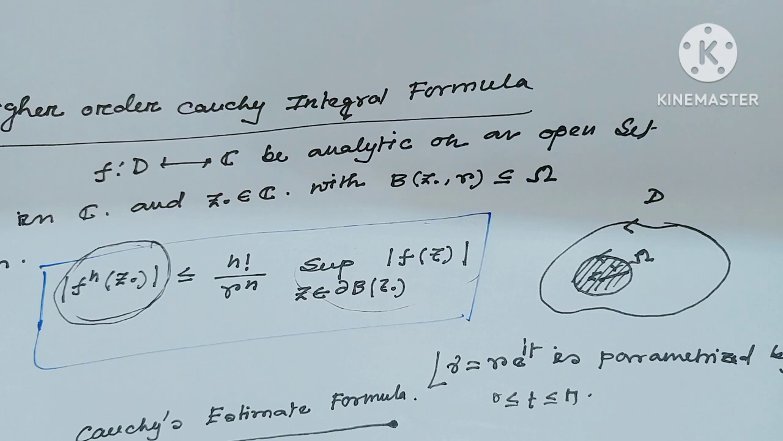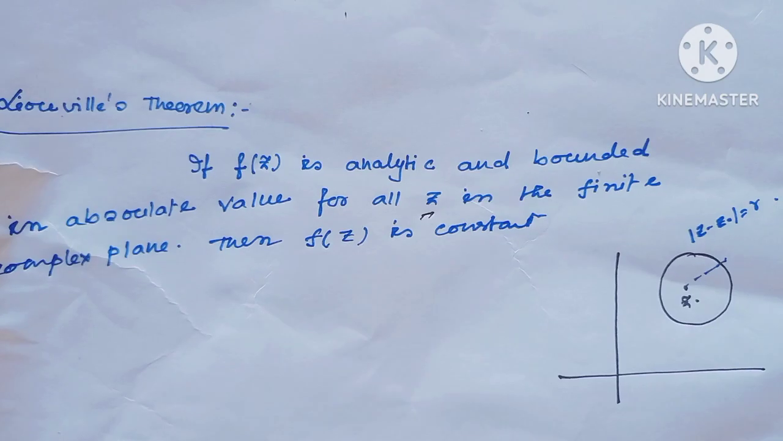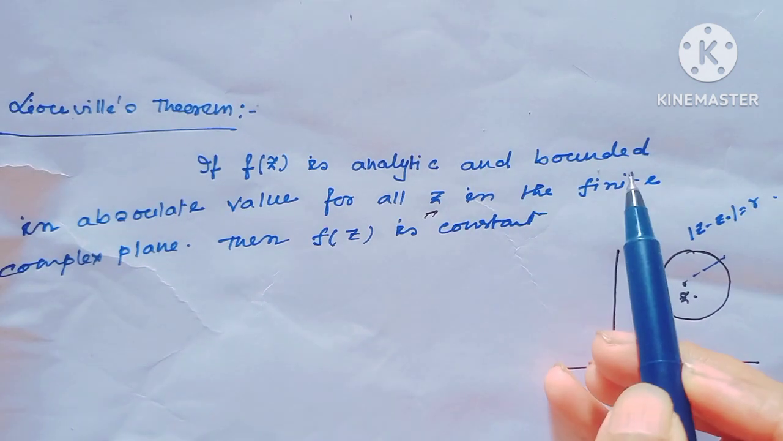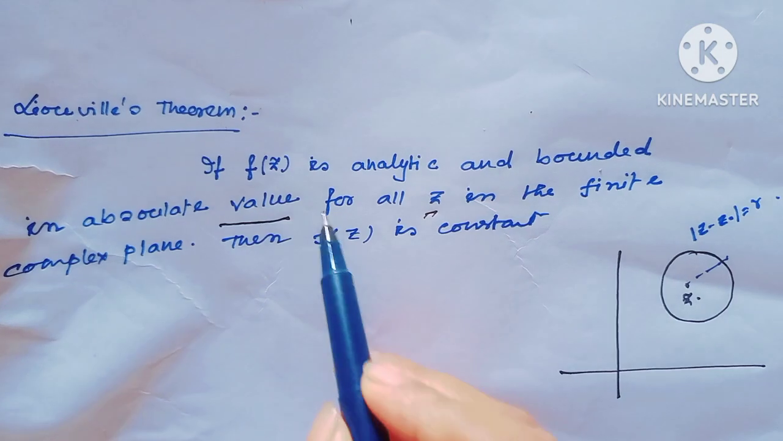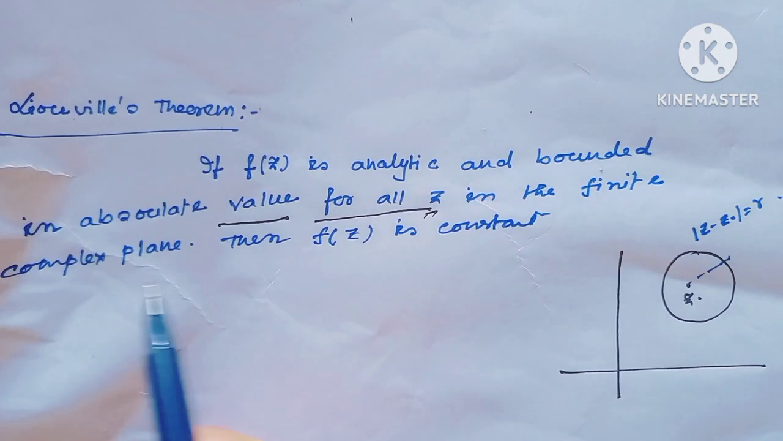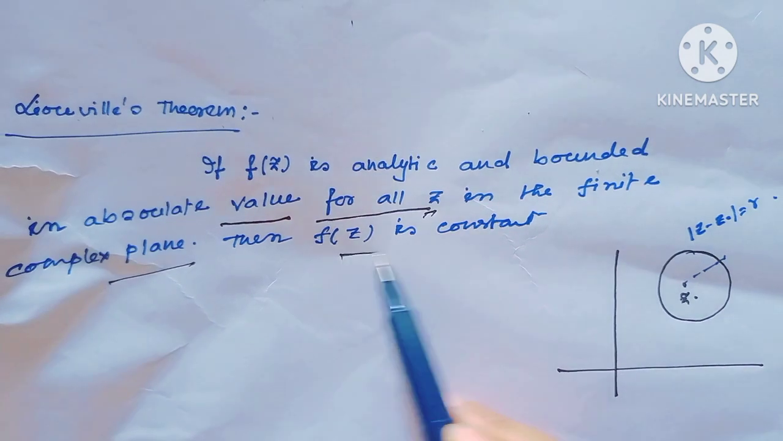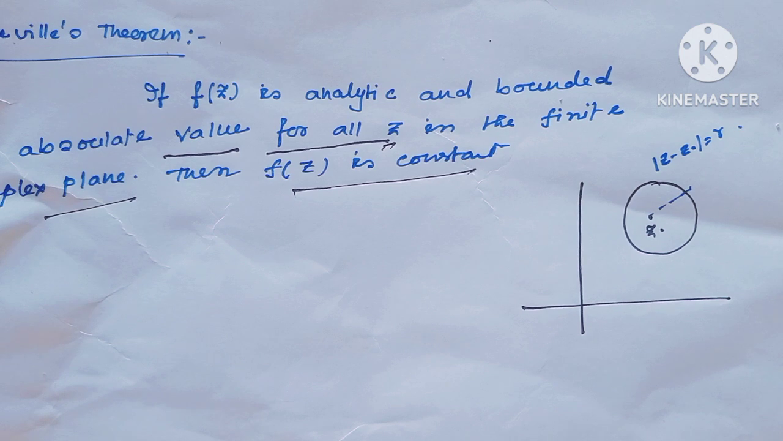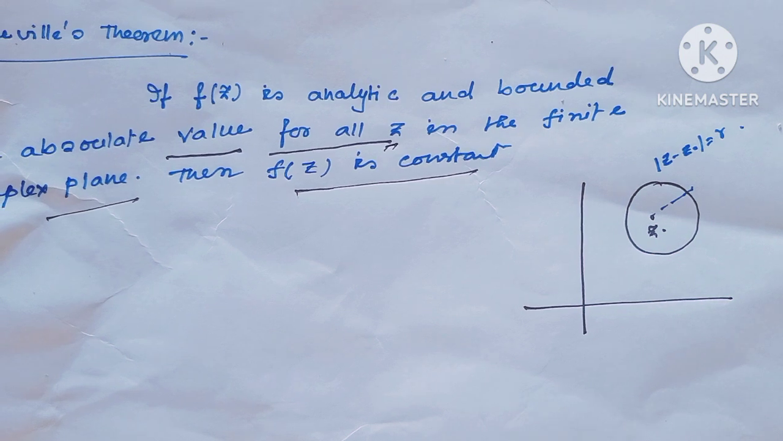Next I will see what Liouville's theorem is. Now I will state Liouville's theorem. The statement of Liouville's theorem is: if f(z) is analytic and bounded in absolute value, and this is true for all z in the finite complex plane, then we can say f(z) is constant. That means a bounded analytic function in absolute value is always constant, and this is true for all z.